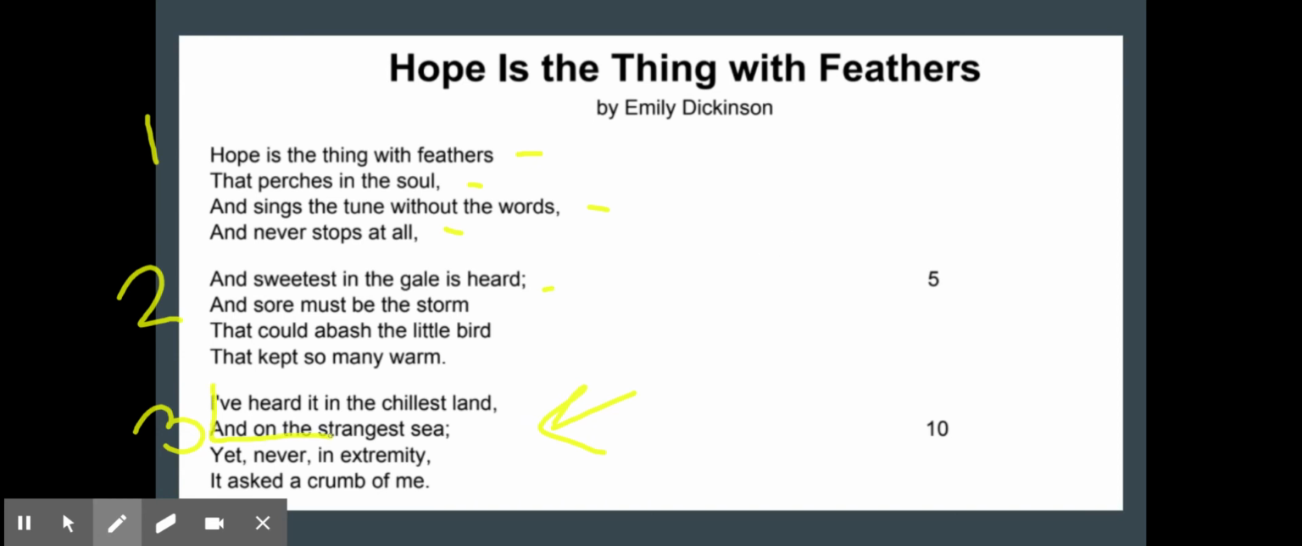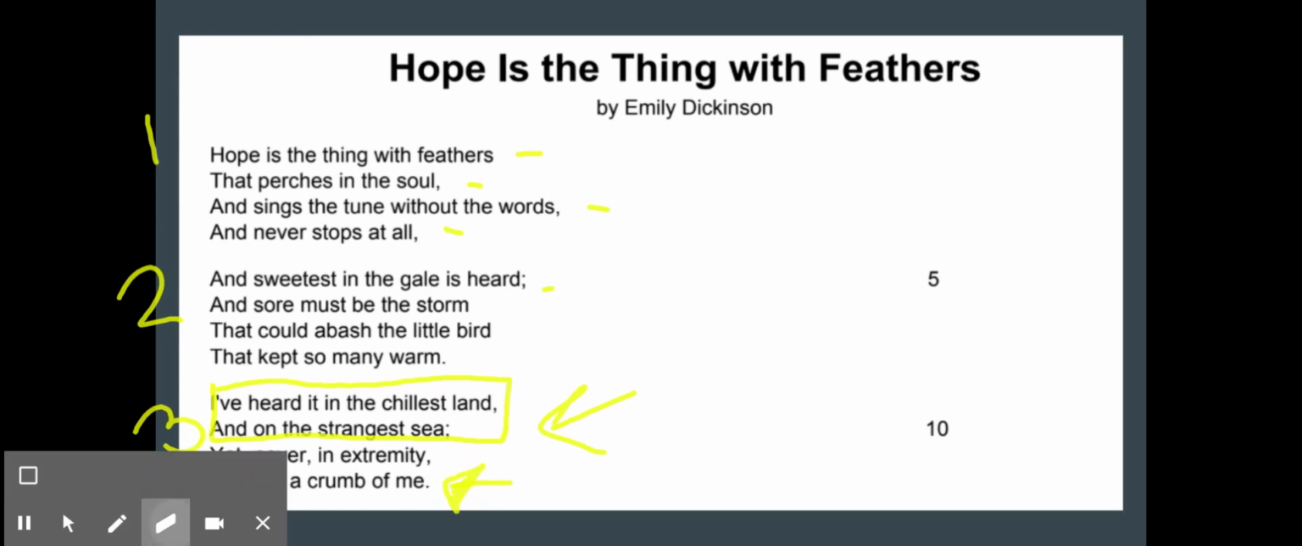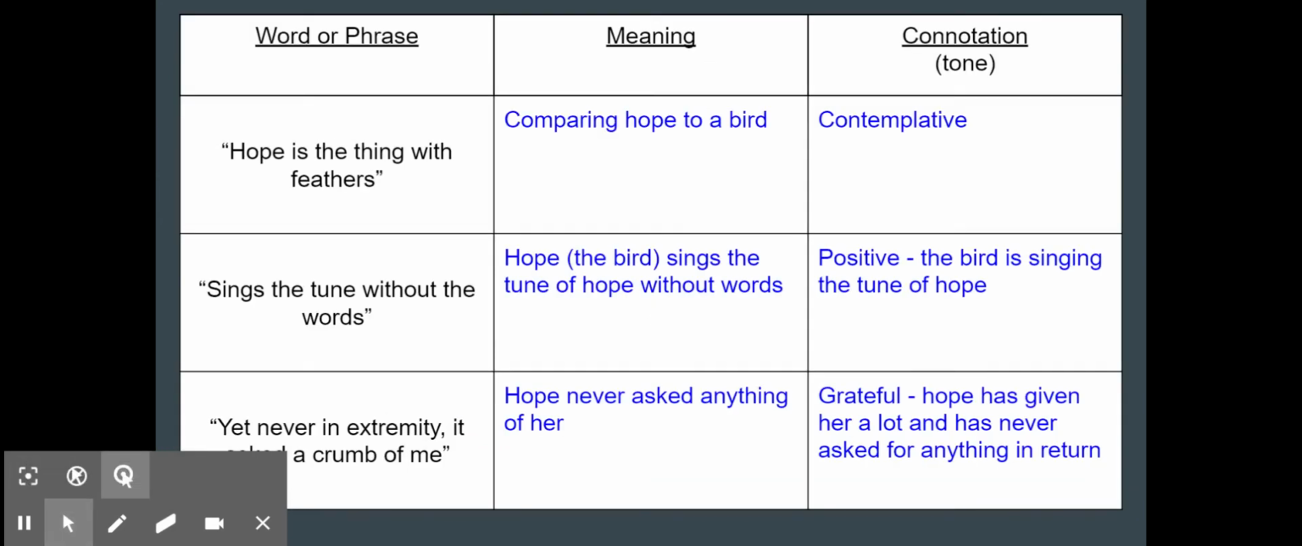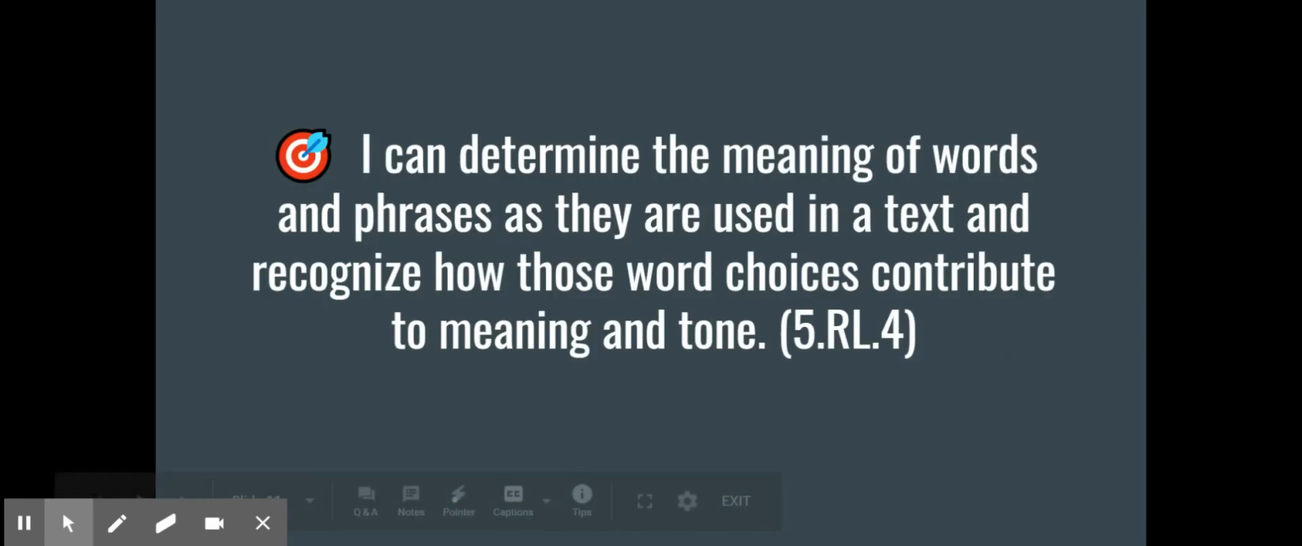So she's noting that she's heard this song at lots of times in the chillest land on the strangest sea. So she's hearing this song of hope a lot, yet never is this bird or hope asking anything of her. It's not asking for anything in return. So hope never asked anything of her. And the connotation is a grateful one because hope has given her a lot and has never asked for anything in return. Again, make sure that you're pausing as you need to get this down.